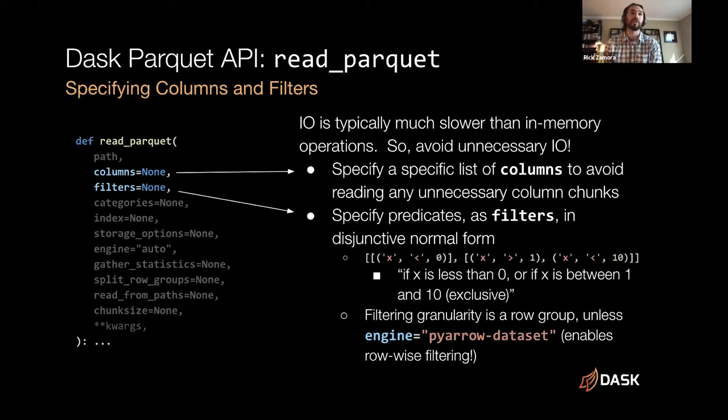If you specify columns, we will only go through and read the specific column chunks that correspond to those columns. If you specify some kind of predicate filters, we can actually look at the Parquet metadata statistics and filter out all of the row groups that don't match our filter. If you're using the PyArrow dataset API, the filtering will happen both at the row group level and then during IO time, there will be row-wise filtering. But just to keep in mind, for now, the PyArrow dataset is the only option where you'll get row-wise filtering. Otherwise, when you specify a filter, the granularity of filtering is just going to be at the row group level.